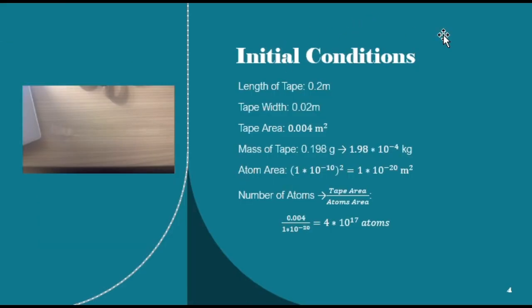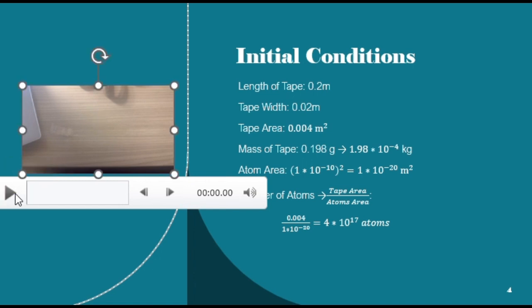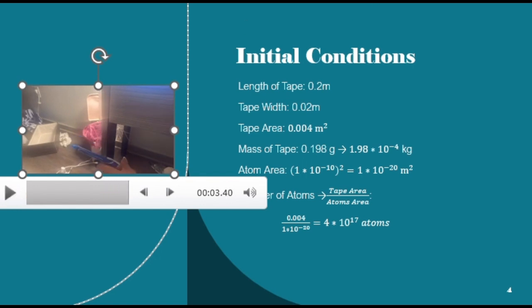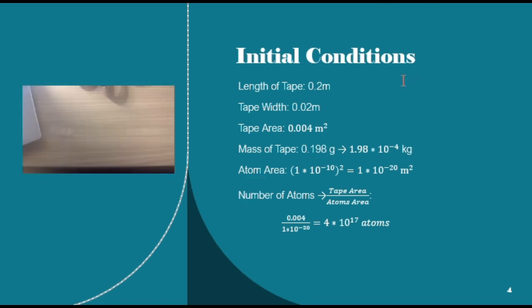For the initial conditions of my tapes, I'll show you the video here. It's like a little stop motion of what happened. The tape length was 0.2 meters and the tape width was 0.02 meters. Multiplying them by each other, I got 0.004 meters squared. The mass of the tape turned out to be 0.198 grams, or 1.98 times 10 to the negative 4th kilograms. I found the atom area by squaring 1 times 10 to the negative 10th, and dividing the tape area by the atom area, the number of atoms ended up being 4 times 10 to the 17th atoms.